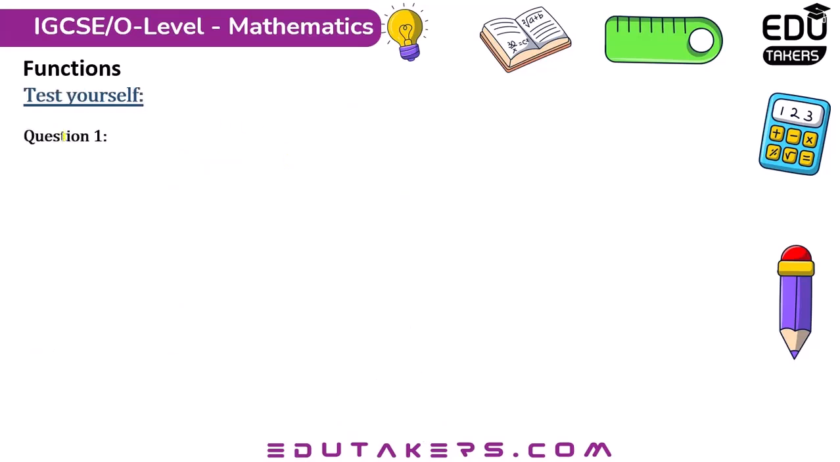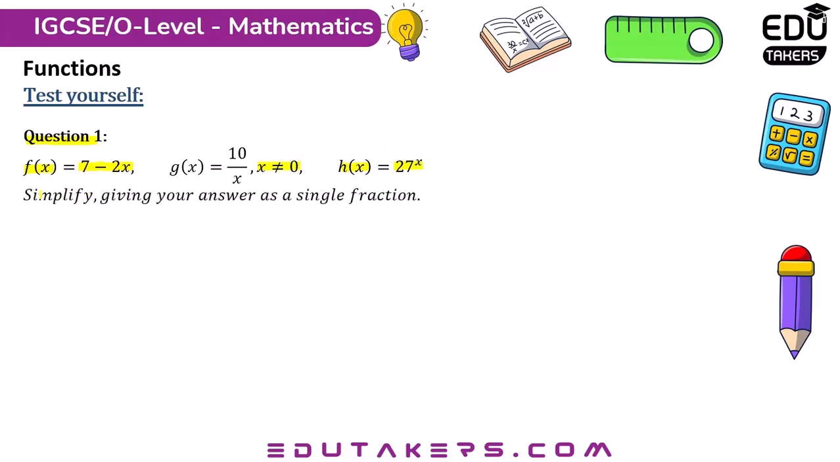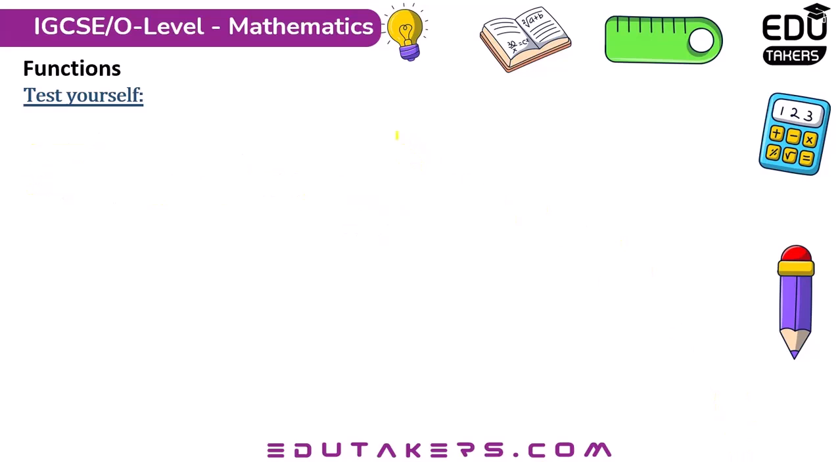Test yourself. Question number 1. f of x equals 7 minus 2x, g of x equals 10 over x where x is not 0, h of x equals 27 raised to power x. Simplify, giving your answer as a single fraction: 1 over f of x plus g of x. It's a 3-mark question.